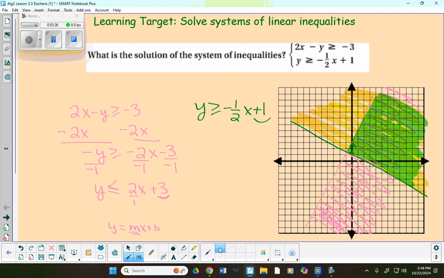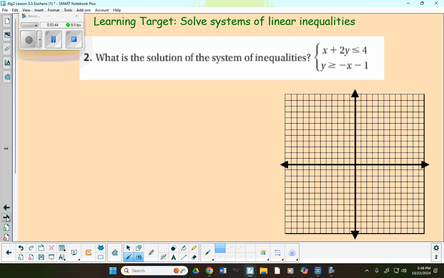And you can test some points, like you could just pick a point like 3, 3 and put it in both and make sure it works, but it will. Okay, the next one, we have x plus 2y is less than or equal to 4, and y is greater than or equal to minus x minus 1. Now, you can graph by using intercepts, or you could solve for y.